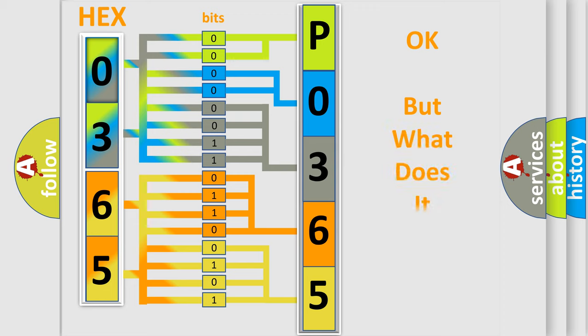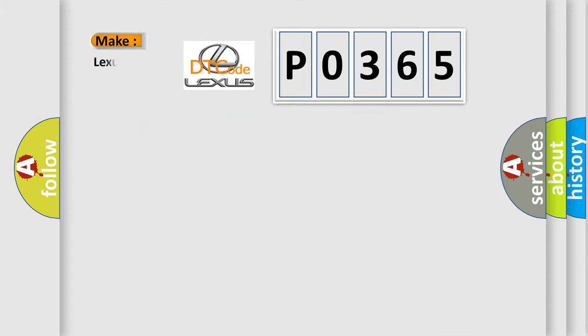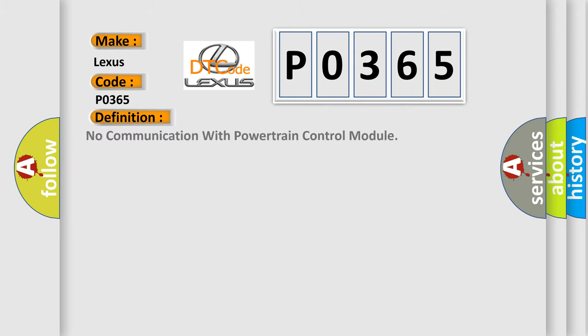The number itself does not make sense to us if we cannot assign information to what it actually expresses. So, what does the diagnostic trouble code P0365 specifically mean for Lexus vehicles? The basic definition is no communication with powertrain control module.